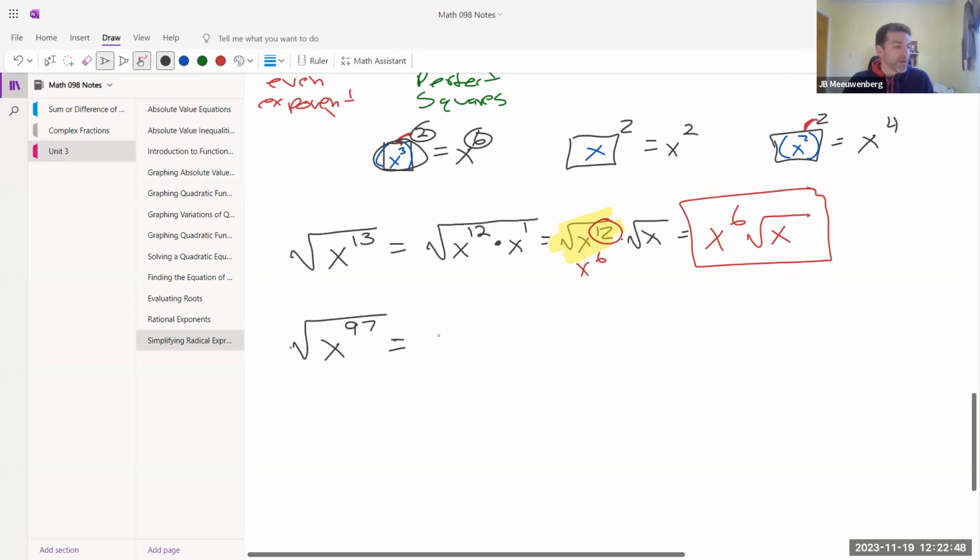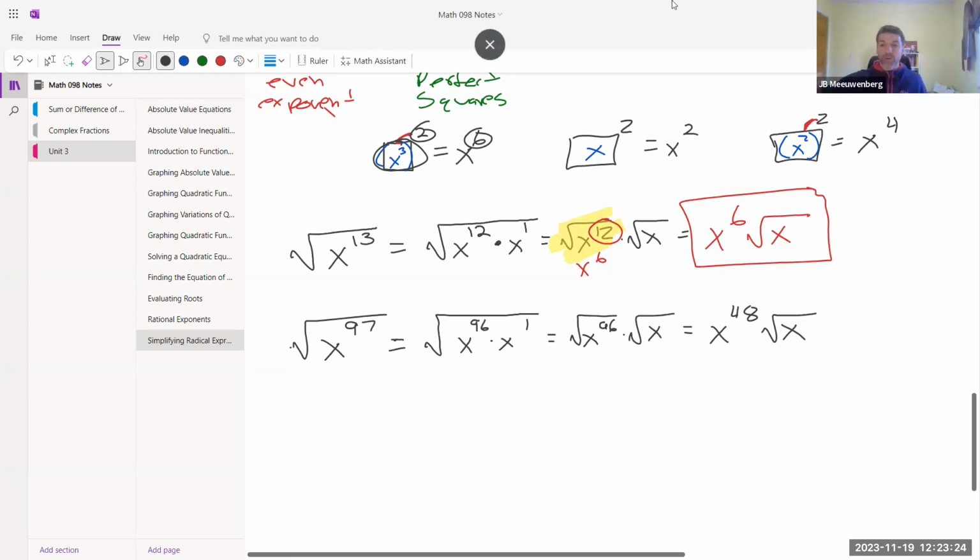I'll keep going. The principle remains the same. It's going to be the square root of x. We're just going to go one less than this: x to the 96th times x to the first. We are going to separate it: x to the 96th, x to the first, and then we take whatever this exponent is and we cut it in half. That's the thing that comes to the outside. x to the 48th, radical x. Okay? Pause in, give your brain a little break.